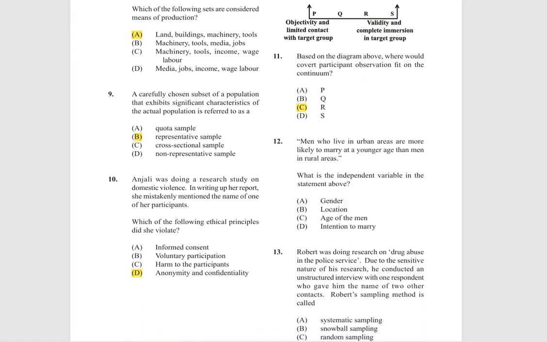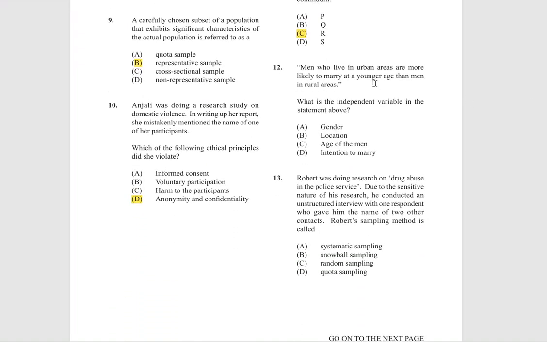Now, men who live in an urban area are more likely to marry at a younger age than men in rural areas. What is the independent variable in the statement above? It would be the location, because that one.